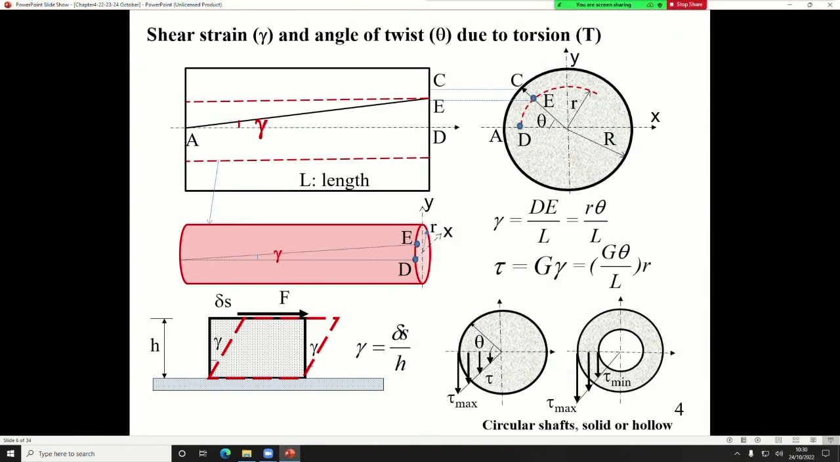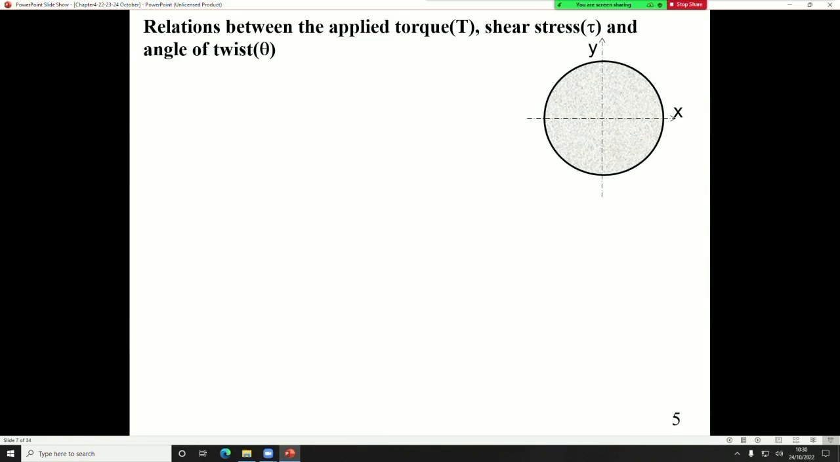So we move on to finding the relations. At the moment, I showed you that the shear stress has a linear variation. So we related the shear stress to shear strain, and we related it to the position of the fiber from the center. Now on slide number 5, we are going to find a direct relation between the torque applied, the angle of twist, and the shear stress distribution within the structure. These are the equations you're going to use for the analysis of circular cylinders subject to torque.